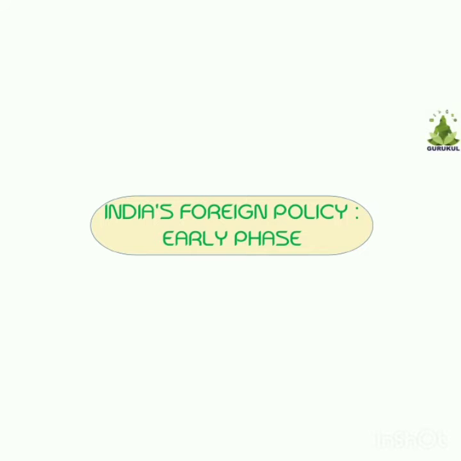Let's have some information on the first phase, that is from 1947 to 1962. This period is marked with the setting of bipolar world with camps led by United States and USSR. India's objectives in this phase were to resist dilution of its sovereignty, rebuild its economy and consolidate its integrity. Let's have some more information on this. Prime Minister Pandit Nehru shaped India's foreign policy in the early period.